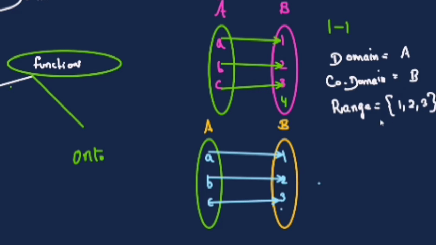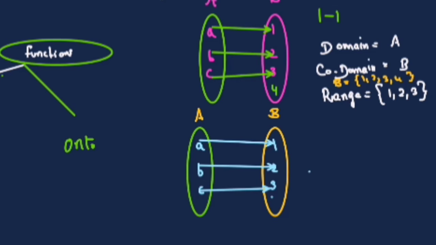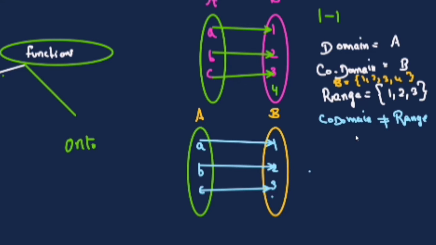Are they equal, the codomain and the range? What is the codomain? The set B. What is set B? 1, 2, 3, 4. Isn't it? Is set B equal to the range? Are they equal? No. So in this case, the codomain is not equal to the range. So this is called an into function.